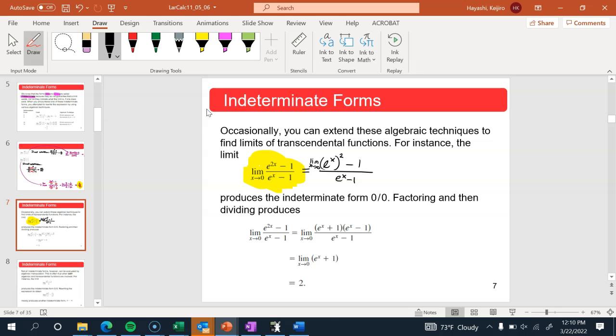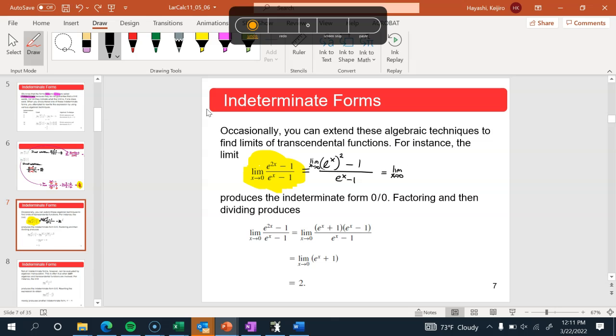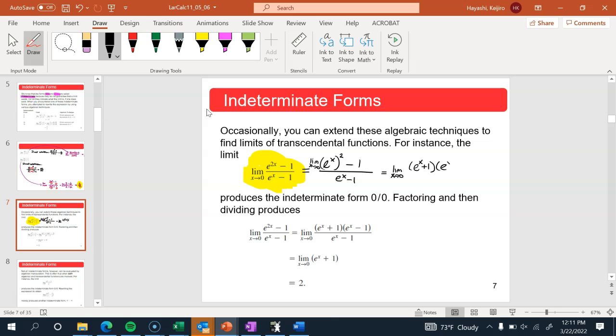And then this on the top here becomes a difference of 2 squares because the first term is e to the x squared and the second term is 1 squared. So you can decompose this further as a difference of 2 squares. One of the factors will be e to the x plus 1 and the other will be e to the x minus 1, all over the same e to the x minus 1 that was there before. And you just cancel. Then you try plugging in 0. e to the 0 is 1. 1 plus 1 is 2.